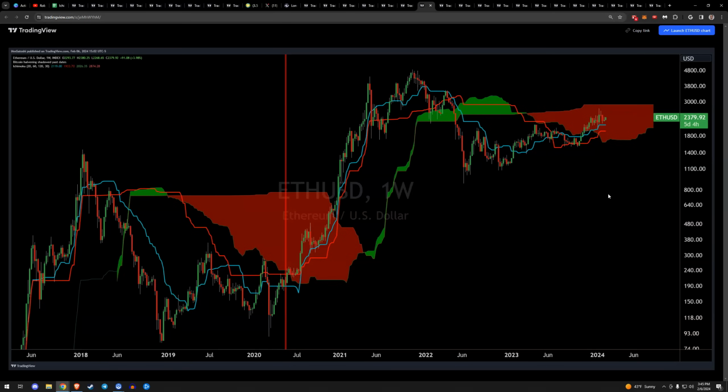Let's talk about alts real quick at the end here. I've talked about this in a few different ways, but again, what do you want to see? You want to see a thick cloud. You want to see a bullish TK cross. And for alts, you also want to see us post-halving.